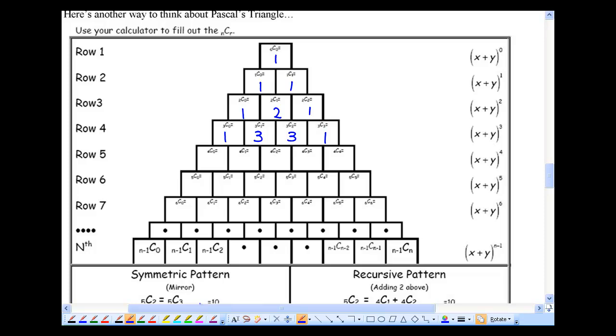Now, if you don't believe me, put these all into your graphic calculator. Try. Fill out the rest.